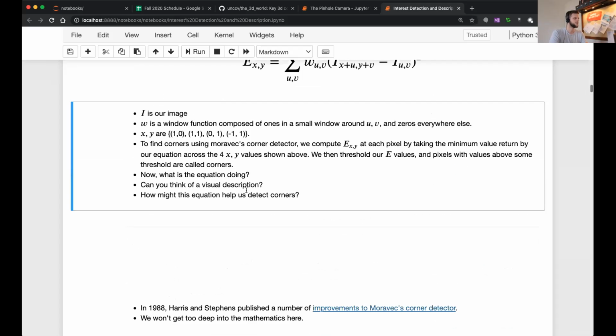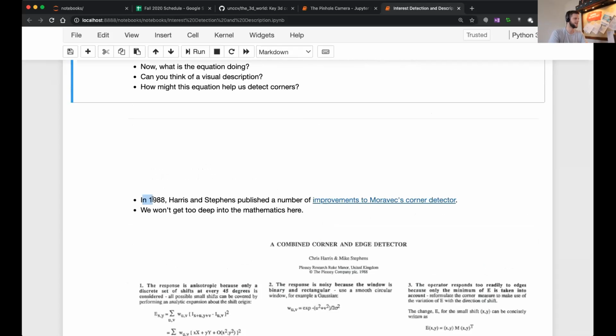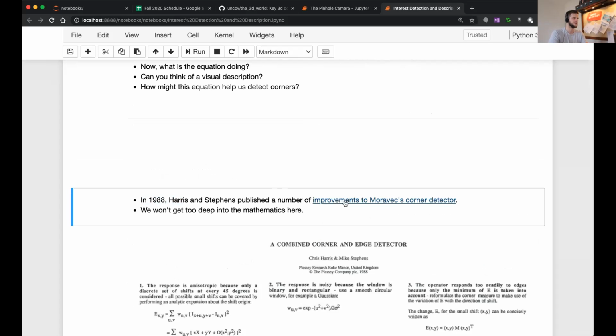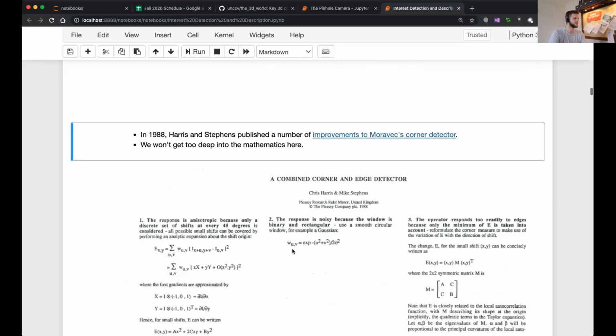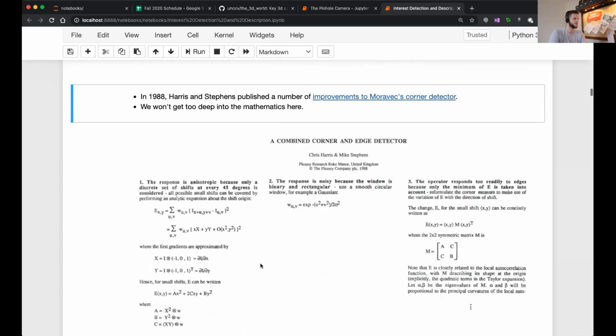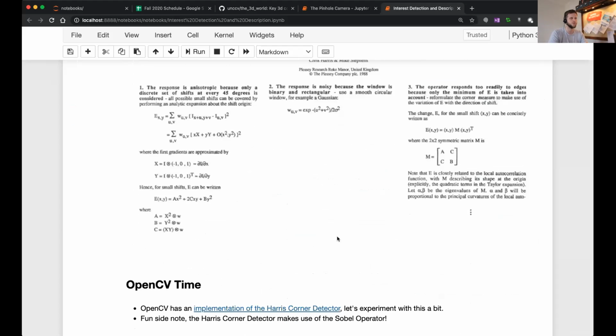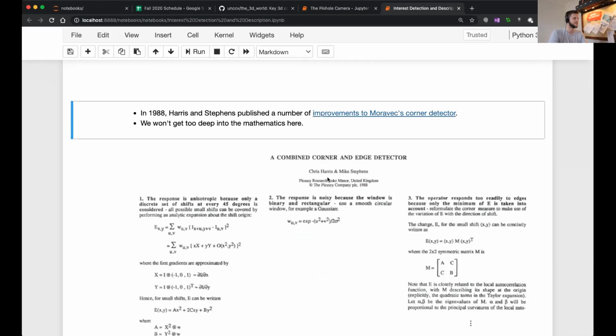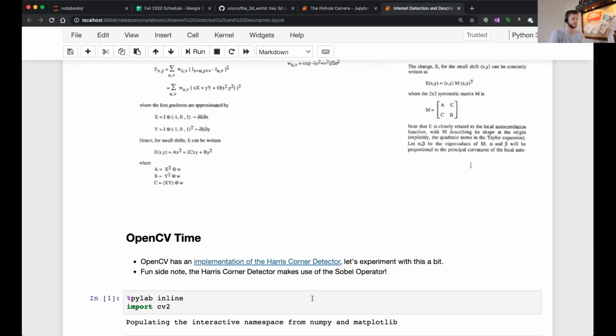We won't use exactly his idea, because in 1988, these two researchers, Harris and Stevens, published some improvements to Moravec's corner detector. This is an excerpt from their paper. We won't get into the mathematics too much. But they made a few improvements, and the Harris and Stevens corner detector is implemented in OpenCV. So we're going to have some fun with it now.